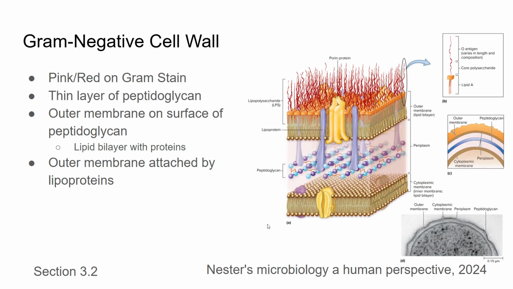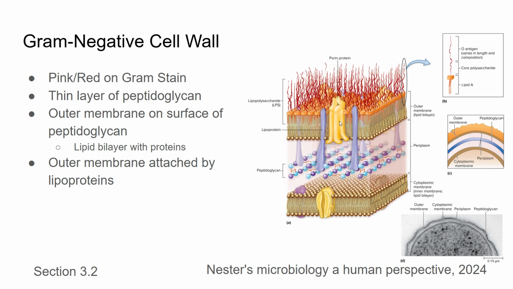Next, we move on to gram-negative cell walls. These are going to be red or pink on a gram stain. These will typically have a much thinner layer of peptidoglycan. However, unlike gram-positive, gram-negative will have an outer membrane. So this outer membrane is going to be a lipid bilayer with proteins on it, and it's attached by lipoproteins.